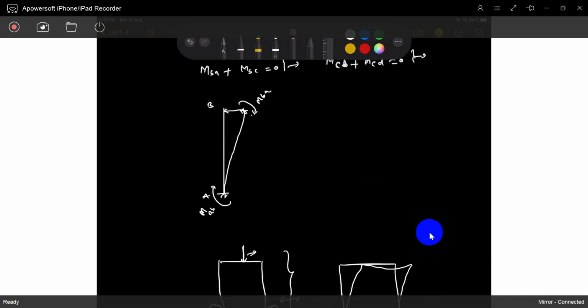In which direction, we don't know. You can take it as anything, no problem at all. So now I will take this direction. Later, if it comes out positive, our direction is okay. If it comes out negative, that means it experiences the opposite direction.